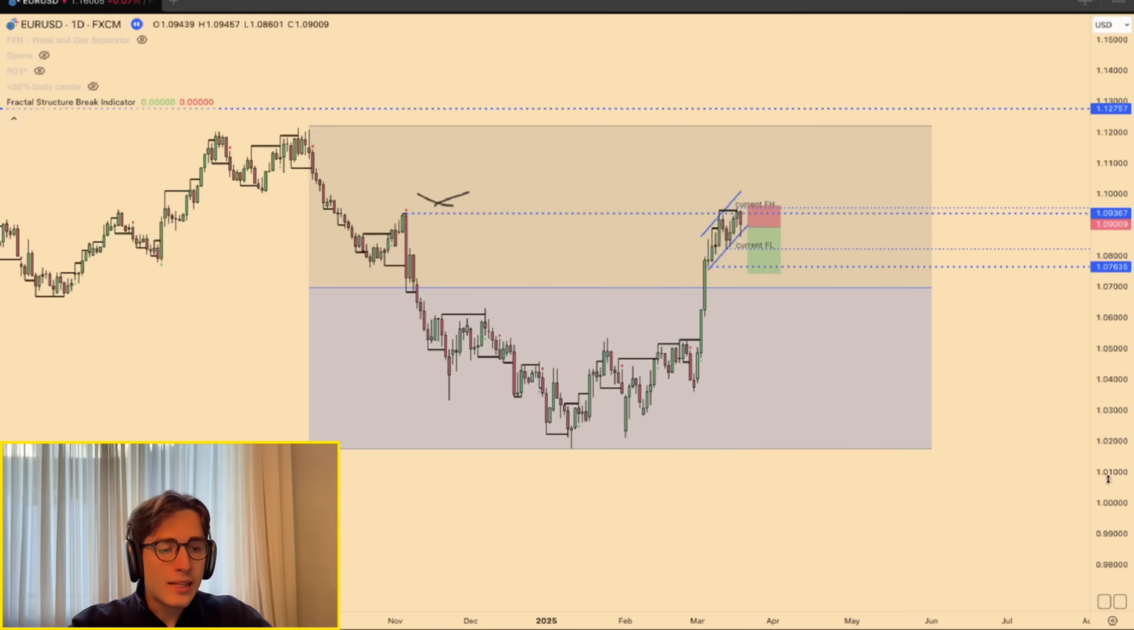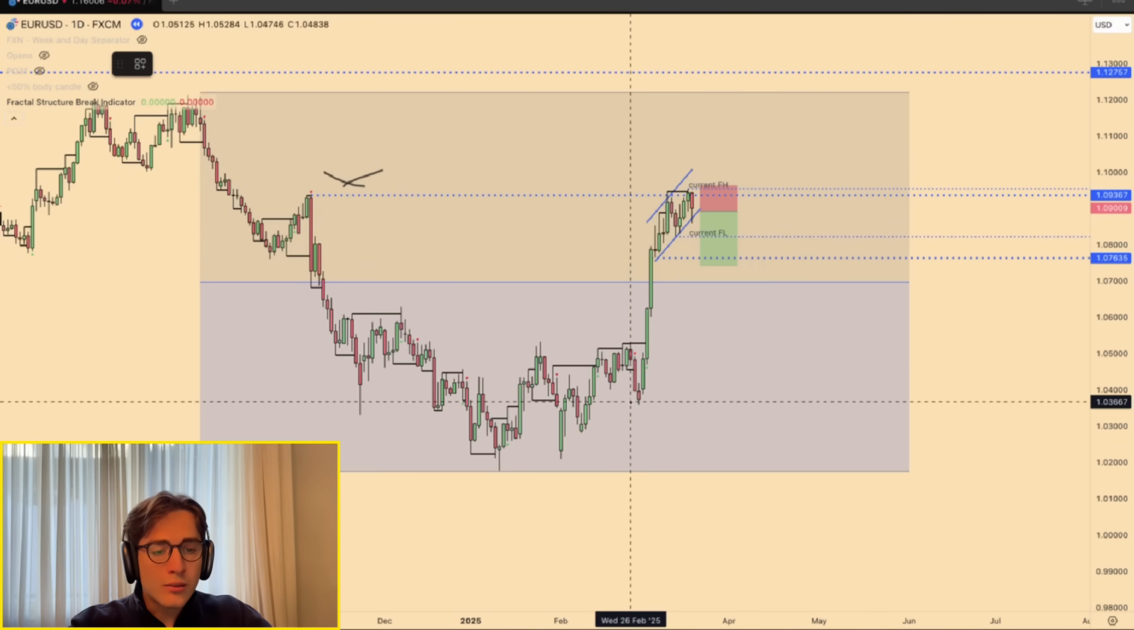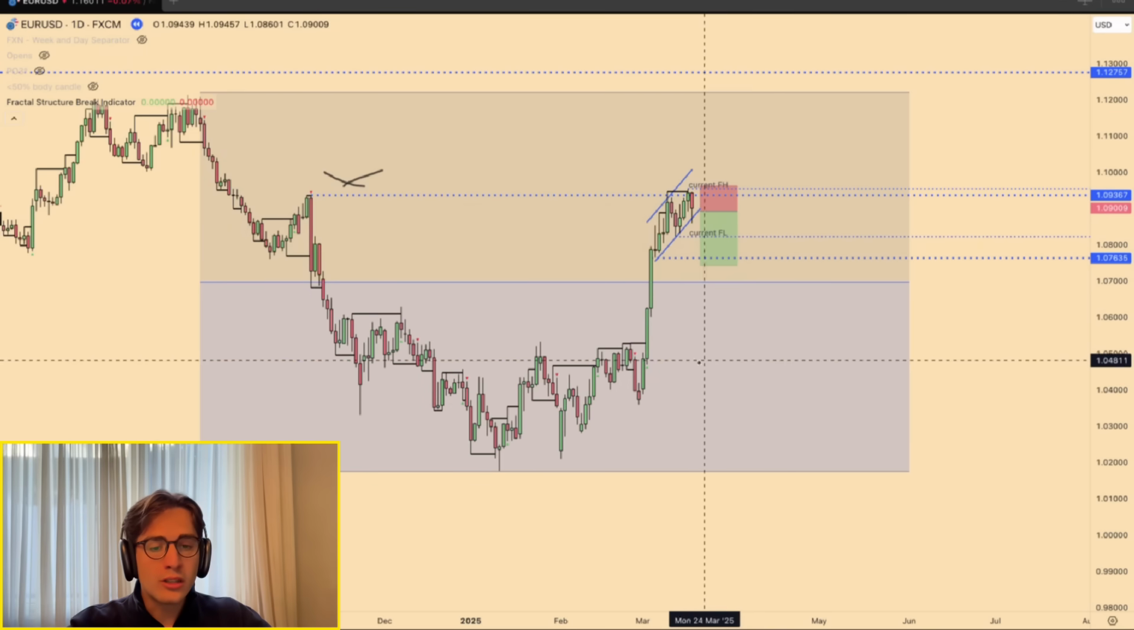Now, going down in towards the daily time frame, we can then see that we have an overall overextended push in towards the upside, after which I expect a potential correction in towards the downside.